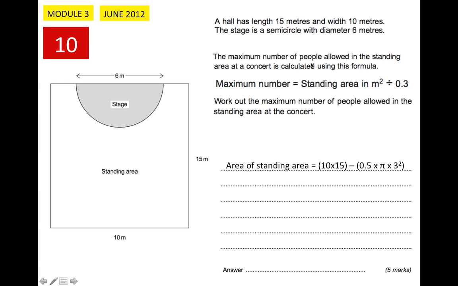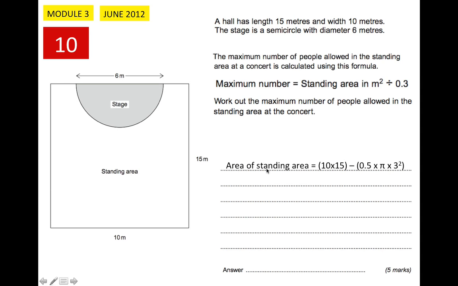Okay, and then the maximum number of people allowed is calculated using a formula. Work out the maximum number of people allowed. The first thing we need to do is work out the standing area of the hall. So the standing area of the hall is the rectangle that they can stand in, but then minus the stage, the semicircle, that they can't stand in.